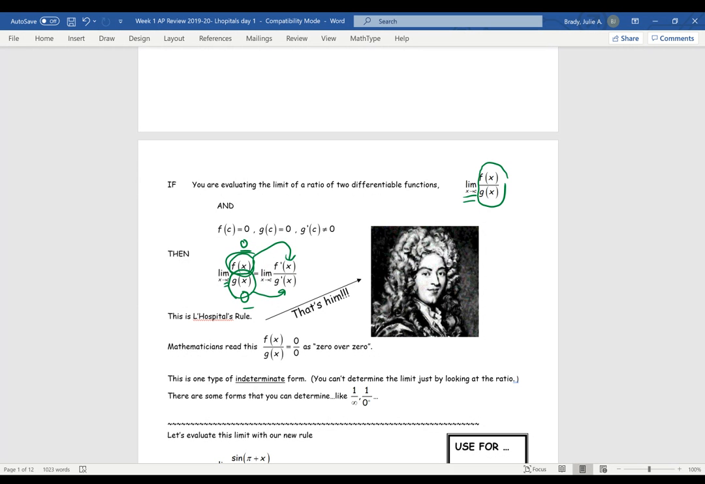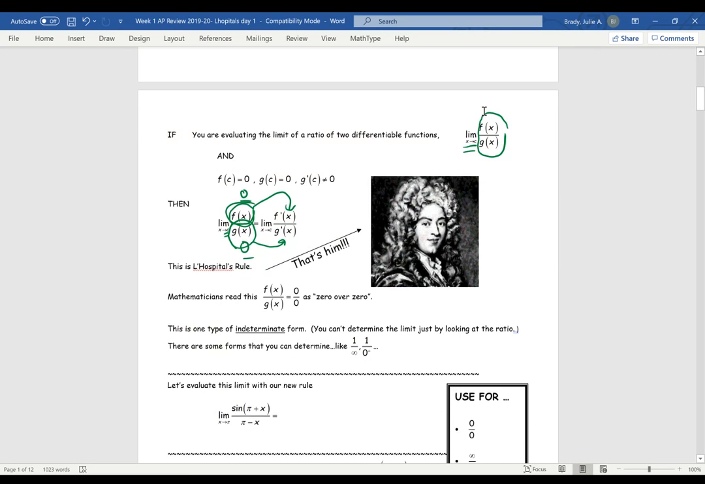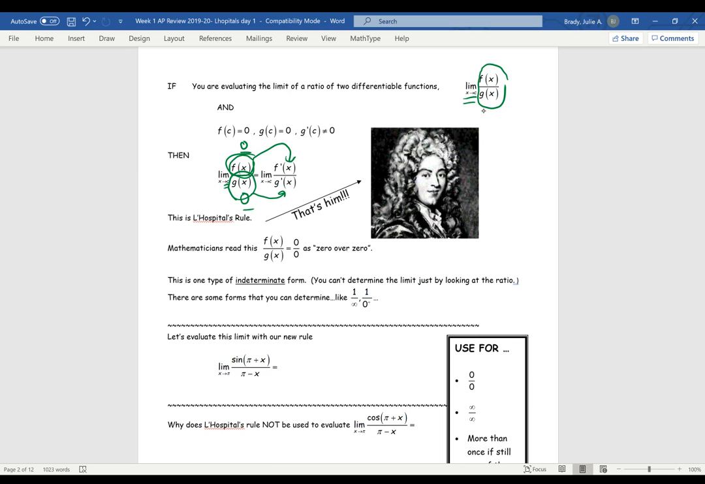And it's named after this French guy. That's him. His name's L'Hopital. Okay. And the way that mathematicians read this is they say, oh, that's the form 0 over 0. And that's one of what are called indeterminate forms. Okay. And the word root in there is to determine, because there's some forms you can determine just by thinking about them. And that's what we did at the beginning of our time together. That's what you do in pre-calculus.